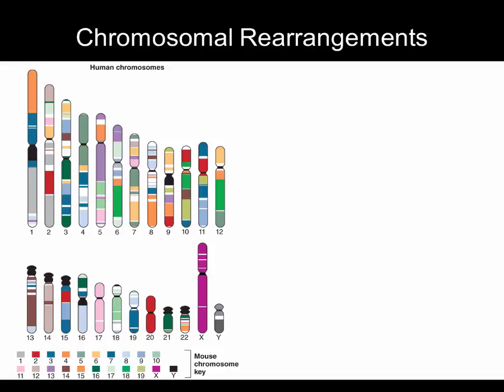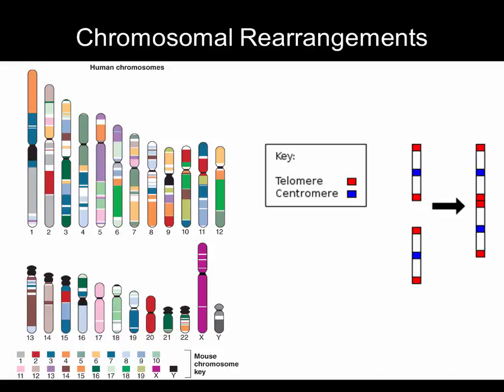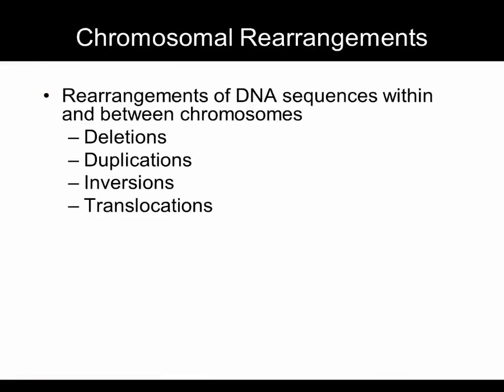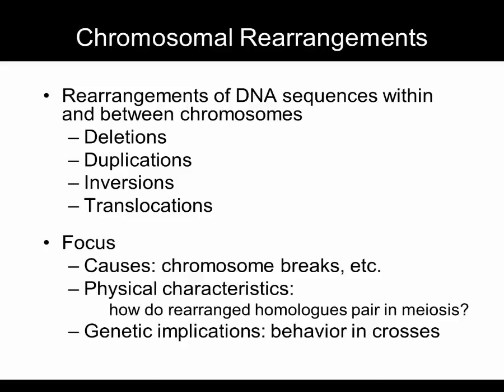Chimps, gorillas, and orangutans have 24 pairs of chromosomes rather than our 23. But careful studies have revealed that this is because sometime in our past, two chromosomes joined together and became one. On human chromosome 2, we see the remnants of interior telomere sequences, and a second centromere that is no longer functional. There are four main types of chromosomal rearrangements that we're going to cover: deletions, duplications, inversions, and translocations. We will focus on their causes, their physical characteristics, and their genetic implications.